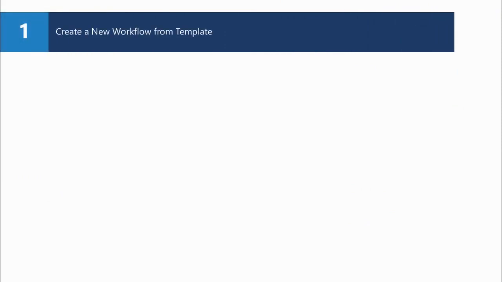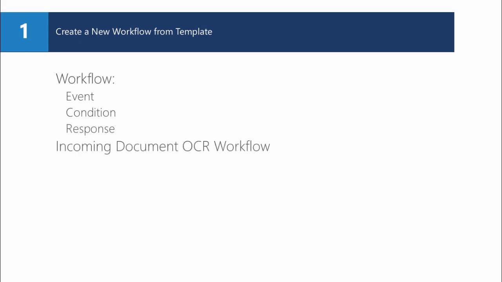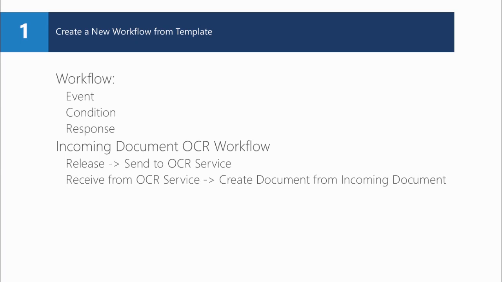Let's first of all have a look at how we can create a new workflow from a template. Now, a workflow in Microsoft Dynamics NAV is based on a number of events that can have conditions and that will trigger specific responses. In this demonstration, I will use the incoming document OCR workflow that we have available in Microsoft Dynamics NAV. And basically, when an incoming document is released, you will see that based on the workflow, the system will automatically send the document to an OCR service. Then, when the document is received back from the OCR service, the system will automatically create a document from the incoming document. Let's have a look at how the workflow looks like in the application.